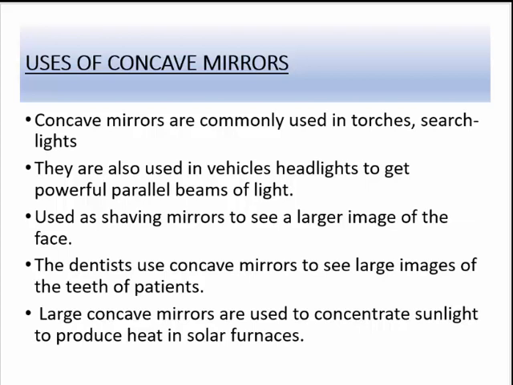Now, as you know, concave mirrors can be used in torches and searchlights. These are also used in vehicle headlights to get a very powerful and parallel beam of light. They are also used for the purpose of shaving. Dentists also use concave mirrors to see large images of teeth for patients. Large concave mirrors are used to concentrate sunlight to produce heat in solar furnaces. These are the various uses of concave mirrors. Now, let us look at each one of them separately.